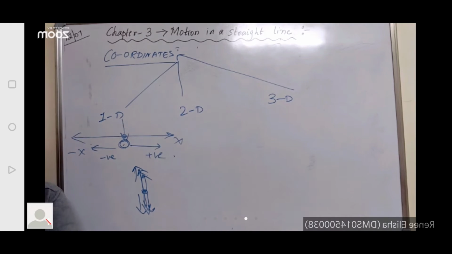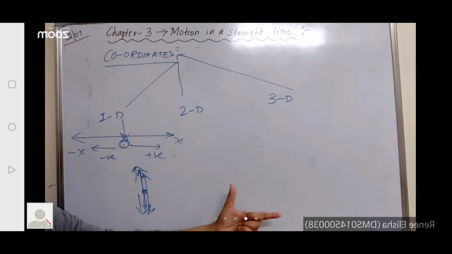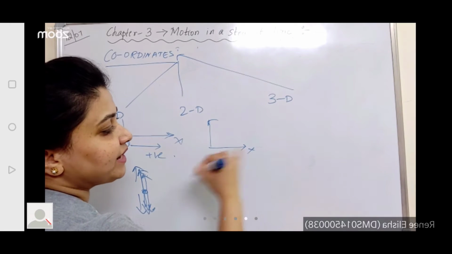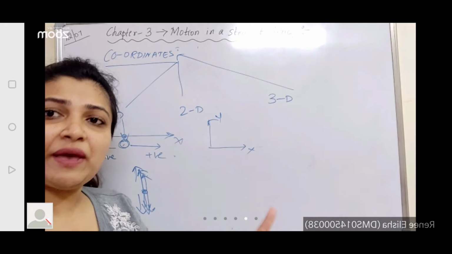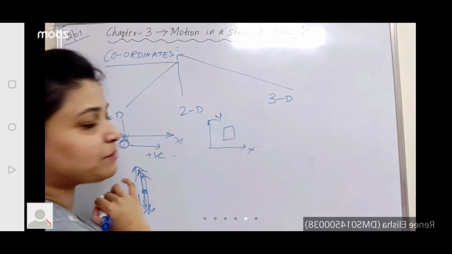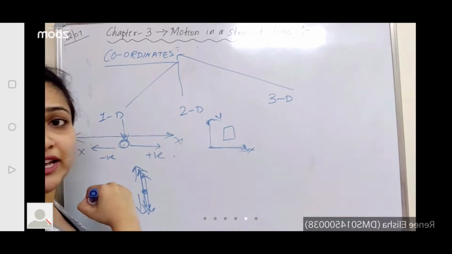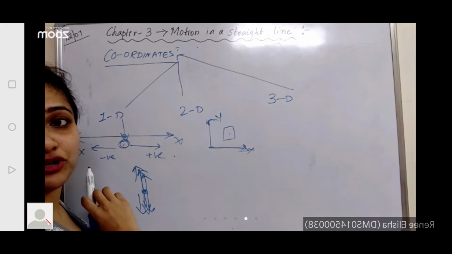Now, what do you mean by two-dimensional coordinate system? If two coordinates are needed to specify the position of the object in two-dimensional motion, the object moves in a plane. Now, two dimensions are required here. I require x-axis, I require y-axis. Now, an example is, if I keep a paper on a floor, right? If I'm keeping this paper on a floor, you see that this has only x-axis and y-axis, right? So then I can say that this paper is in two-dimensional coordinate.